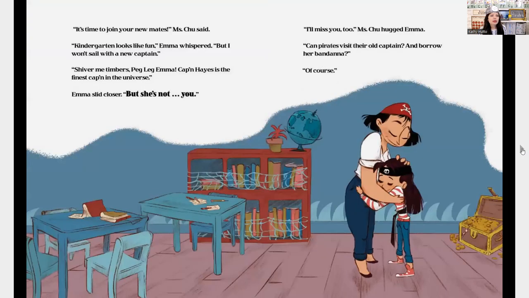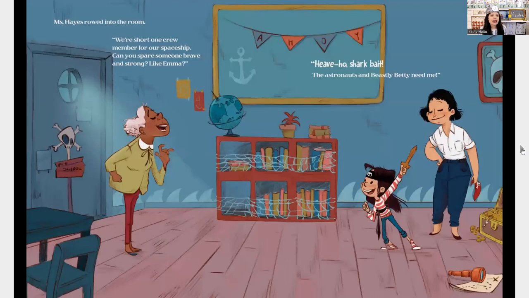Tie her up, mates. It's time to join your new mates, Miss Chew said. Kindergarten does look like fun, but I won't sail with a new captain, said Emma. Shiver me timbers, peg leg Emma. Captain Hayes is the finest captain in the universe. Emma slid closer. But she's not you. I miss you too, Miss Chew hugged Emma. Can pirates visit their old captain and borrow her bandana? Of course. Miss Hayes rode into the room. We're short one crew member for our spaceship. Can you spare someone brave and strong like Emma?